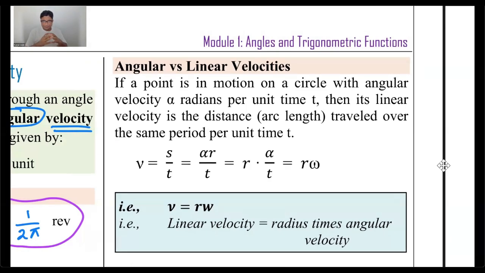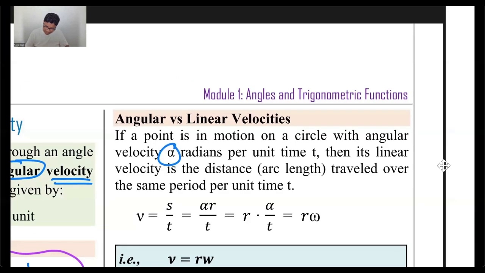Angular versus linear. Now again, there is a paragraph here without any blanks, so I'm going to highlight, underline, circle them. If a point is in motion on a circle with angular velocity alpha radians per unit time. Alpha is the angular velocity. Actually I should explain this with a diagram. So what's going to happen is if you are on that circle, in a given time, in 1 second, you are going to make that angle alpha rotation.